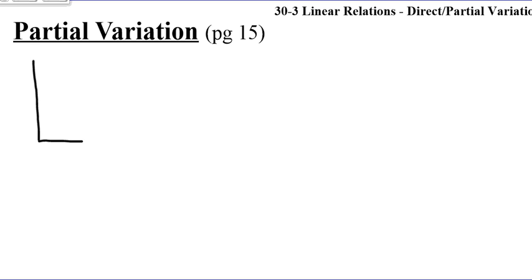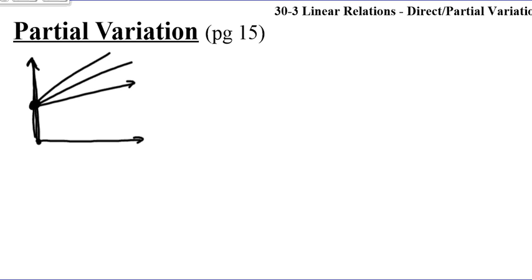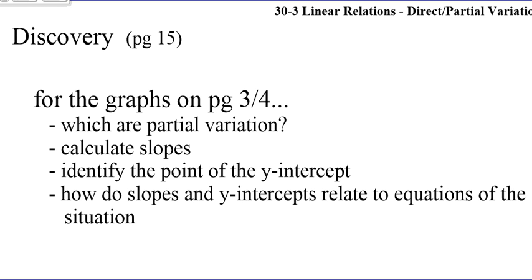But with partial variation, we don't pass through the origin. Partial variation says we're starting somewhere on the y-axis and then traveling from there. It could be at all kinds of different angles, starting at a point other than the origin. But the whole point of partial variation is it doesn't start at the origin. We're starting on the y-axis.